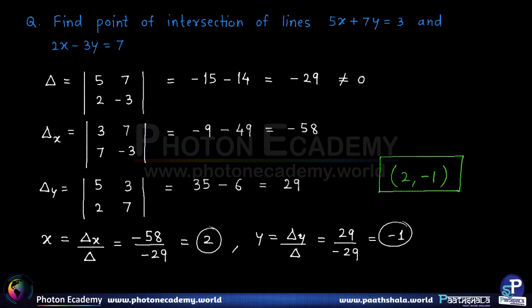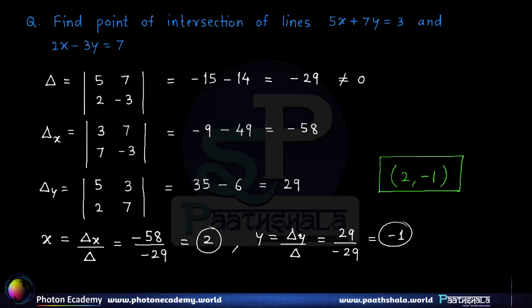It's important to note that to use Cramer's rule, we must have both the constant terms on one side of the equations and the x and y terms on the other side.